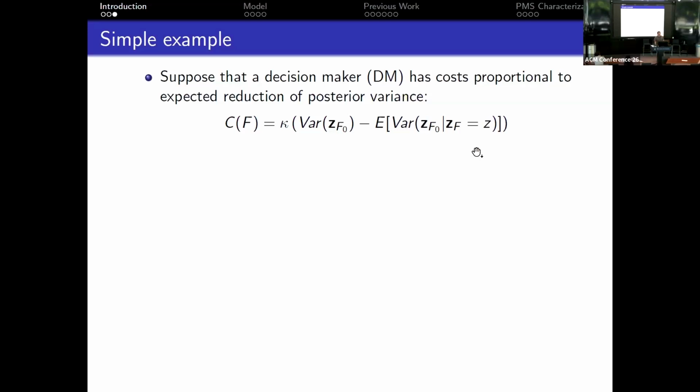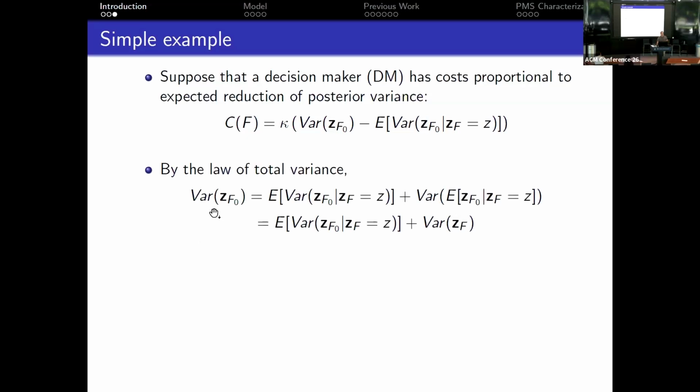Well, we know from the law of total variance that the variance of the ex post variable from the ex ante perspective is the expected variance contingent on some other variable plus the variance of the expectation of the ex post variable given the other variable. Now, since F is a distribution of posterior means, if we know that the value of the posterior mean is Z, then the expectation of Z naught with respect to knowing that the expected posterior mean is Z is just Z itself. So as a result, we can replace in the first line the variance term with just variance of ZF.